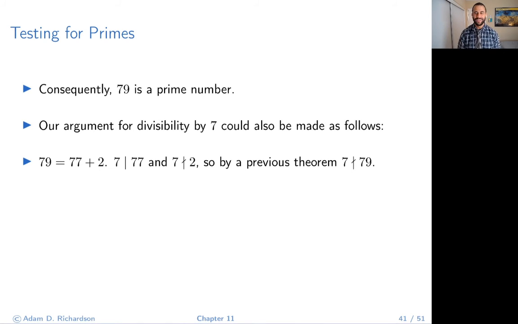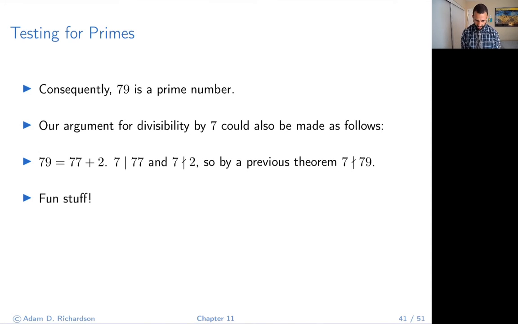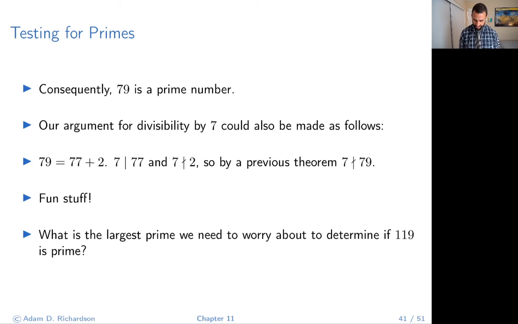I just said that a second ago. This is the one that I just did first. So 7 divides 77. 7 doesn't divide 2, so it can't divide 79. All right, fun stuff. Very, very fun stuff.